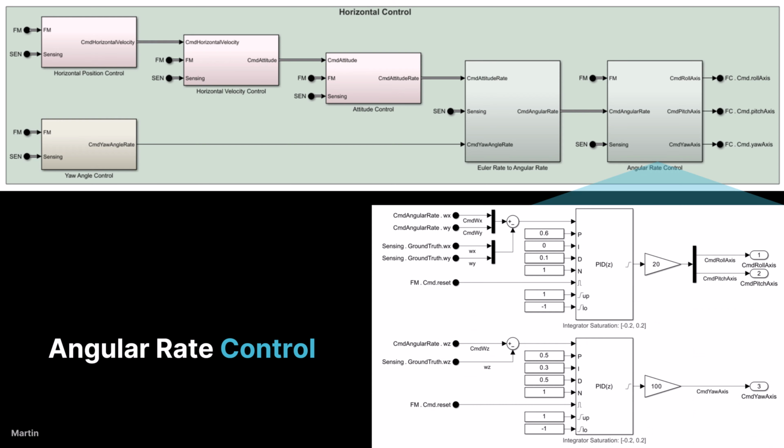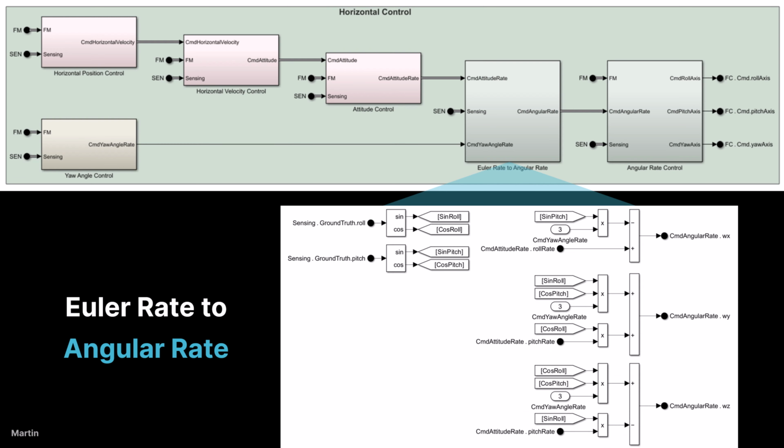All right, let's now transition to the horizontal control. Let's begin with the angular rate control, which regulates the rotational speeds around the roll and pitch axes. This loop receives desired angular rates from the attitude controller and uses a PID controller for each axis to minimize the error between the commanded and measured angular rates. The PID controllers compute the required torques that need to be applied about each body axis to achieve the target angular rates.